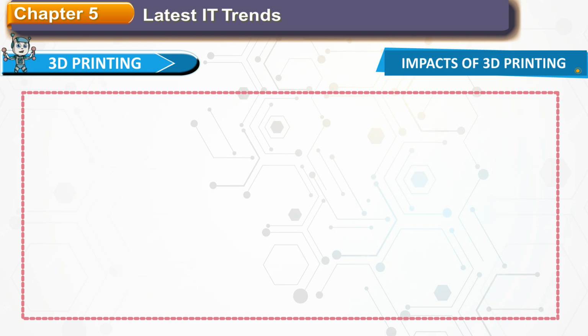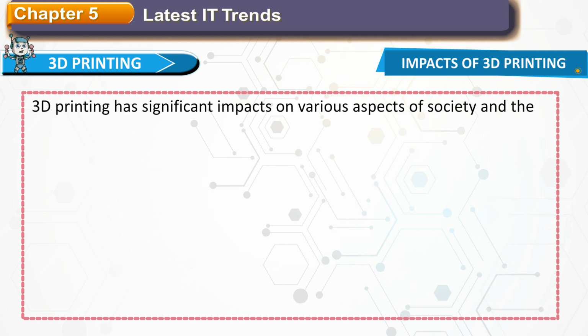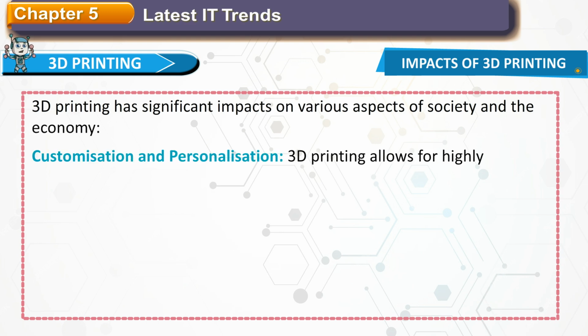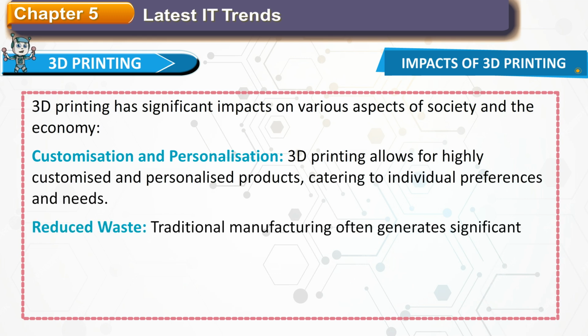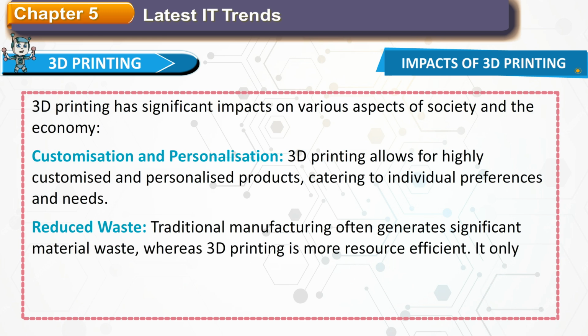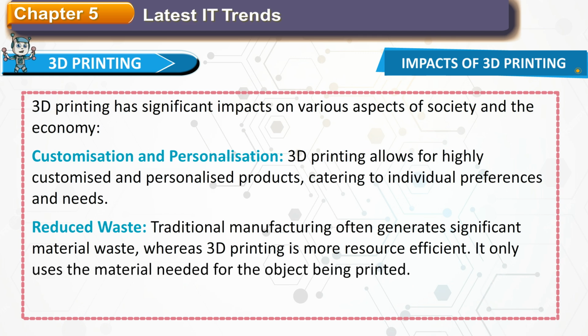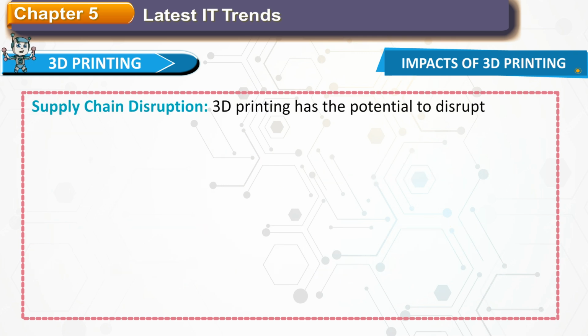Impacts of 3D printing. 3D printing has significant impacts on various aspects of society and the economy. Customization and personalization. 3D printing allows for highly customized and personalized products, catering to individual preferences and needs. Reduced waste. Traditional manufacturing often generates significant material waste, whereas 3D printing is more resource efficient. It only uses the material needed for the object being printed. Supply chain disruption.